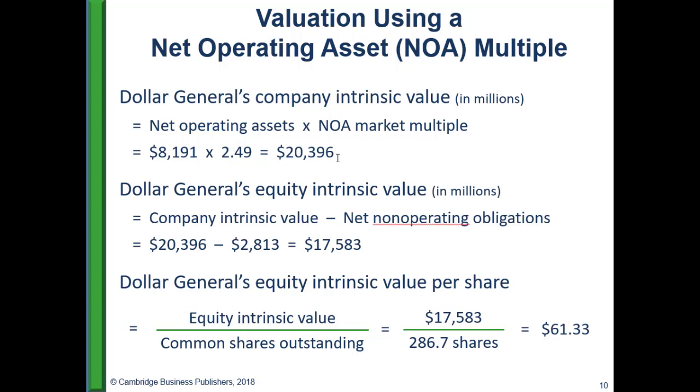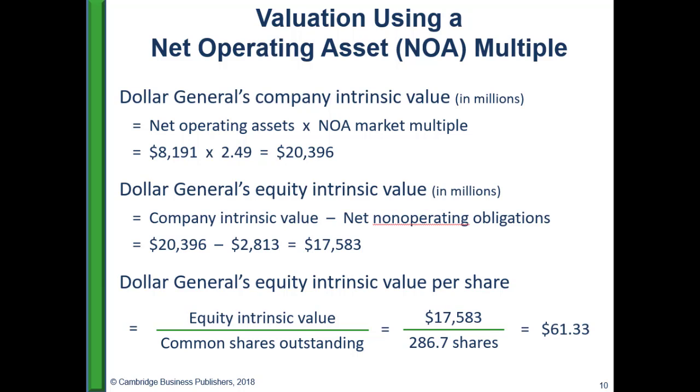has an intrinsic value of $20,396. And then if you subtract from that the NNO, so 20,396 minus 2,813 would give you the equity intrinsic value of 17,583. And so the intrinsic value per share of 17,583 divided by the number of shares would be $61.33. Again, this is the method of the book.